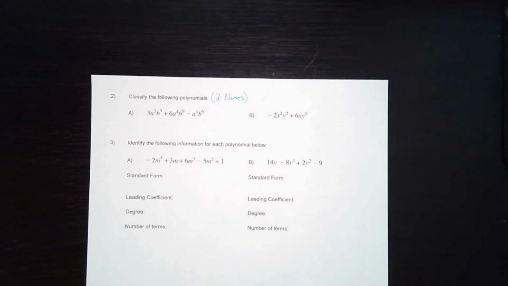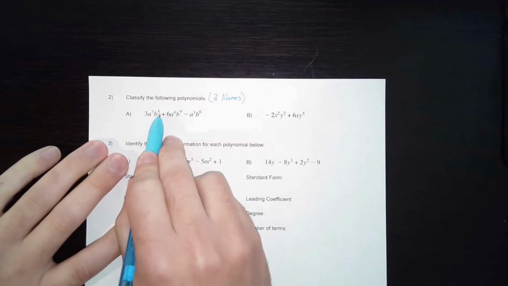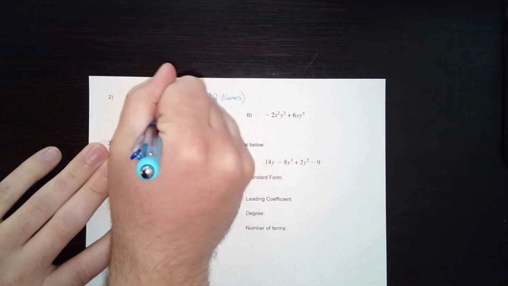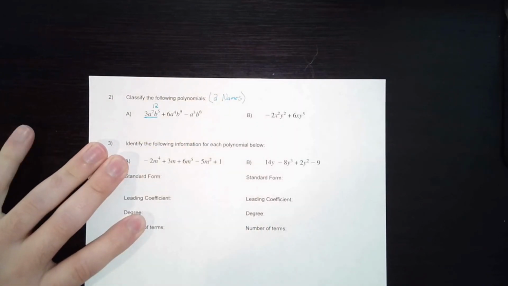My first one, I need to find my degree. Now, this is what I was talking about with sometimes we have more than one letter. So here I have both A's and B's. And so what I need to do is figure out what is the sum of the exponents on each of these terms. And then I'm going to take the highest one. So if I look here, I'm going to add 7 and 5. If I add those together, it gives me 12. So the degree of this first term here is going to be 12.